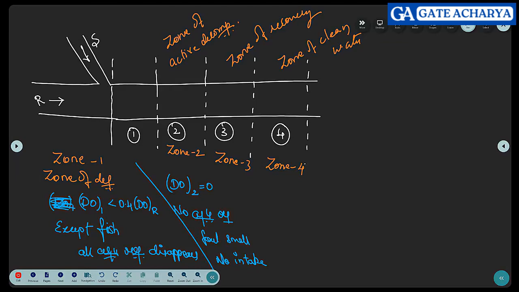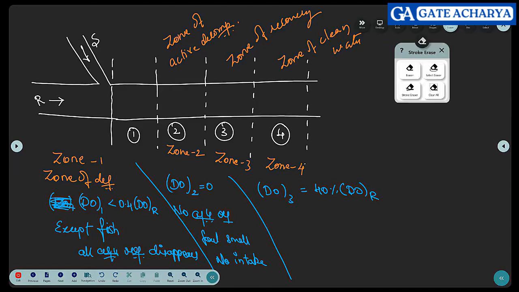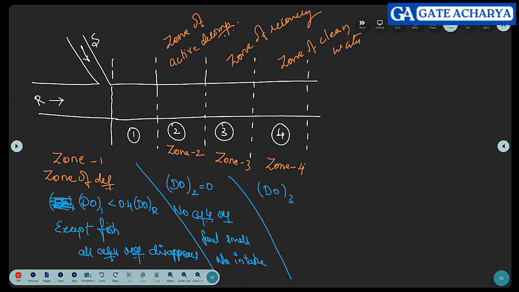Zone of active decomposition. The next one is zone 3, the zone of recovery. Here it recovers. What is happening? The dissolved oxygen in zone 3 is equal to 40% of the dissolved oxygen of the river, almost equal to the dissolved oxygen in zone 1, 40% of its value. Okay, so fish reappears.